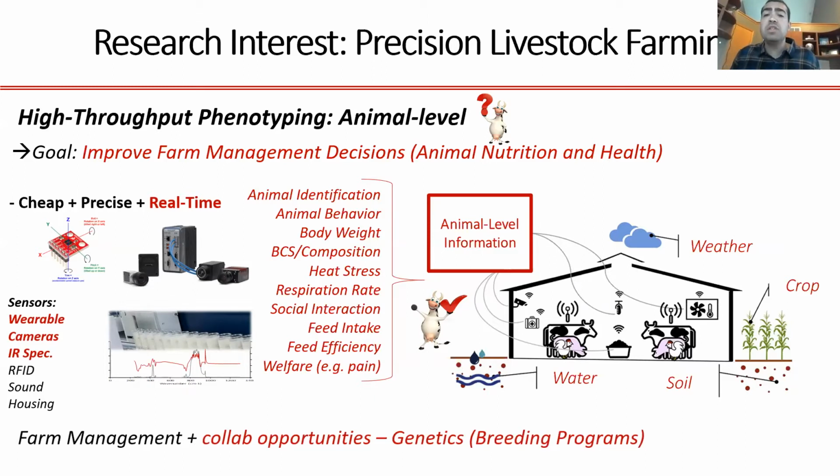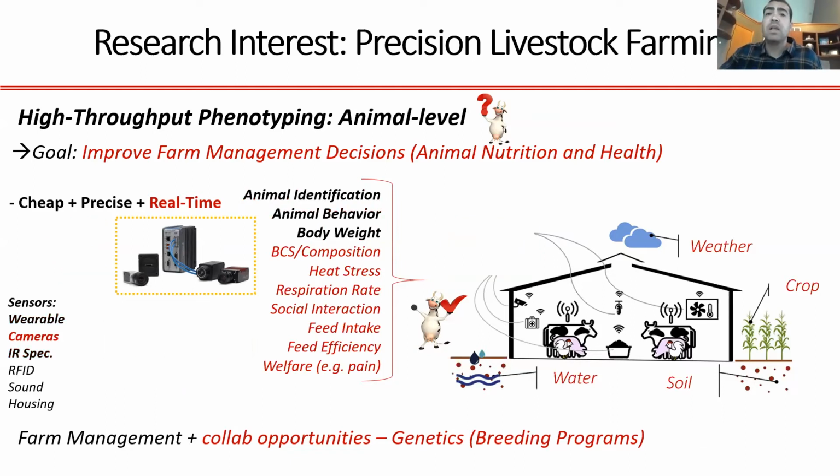We will be using these for farm management decisions, but there is a huge opportunity to collaborate with geneticists, because they will be using those phenotypes for breeding programs. So that is a very good field to be developed and open for collaborations. Today we'll be talking about computer vision, more specifically cameras, and we'll be discussing three examples of application related to animal identification, behavior, and growth development.